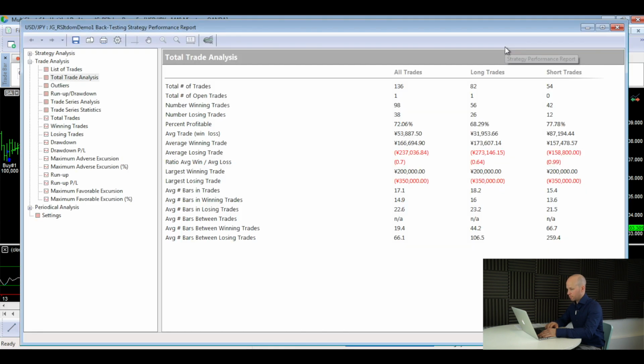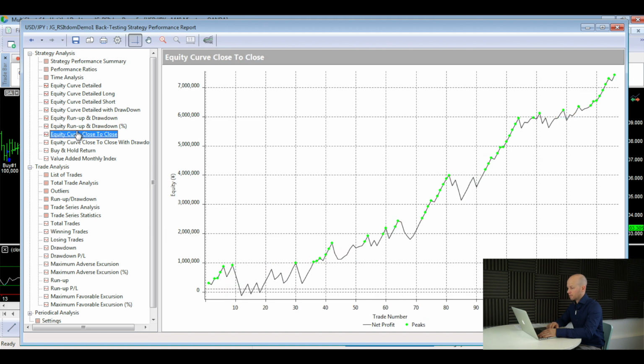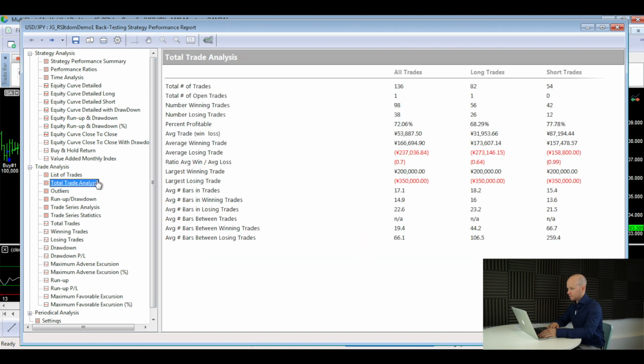And if we look at the performance report, so look at the equity curve first, it's even smoother equity curve, isn't it? This one with the green dots shows all the new highs, if you didn't see that on that one. And let's look at the total trade analysis, and we've got an average trade that's dropped again from 80 down to 53, but it has increased the accuracy. We're 72% accurate now.